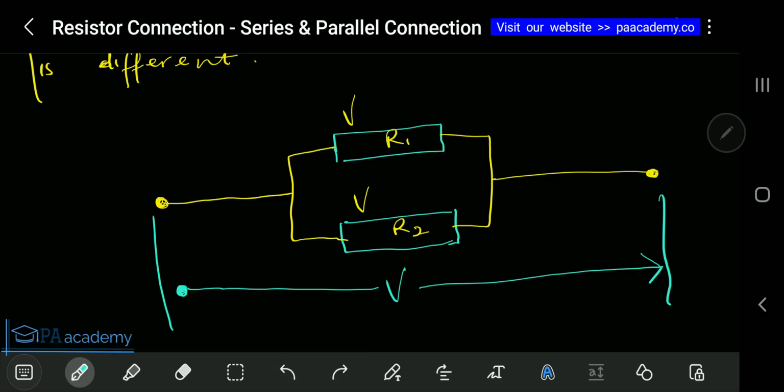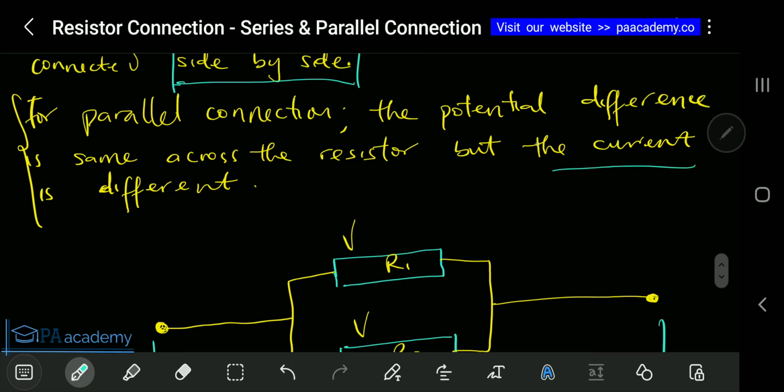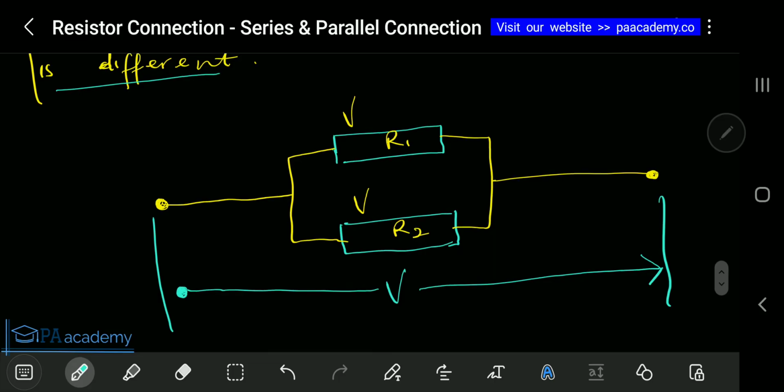However, the current is different. If the current is flowing in this direction, the current here is I, the total current. Once it gets here, it splits up. One goes in this direction, another goes in this direction. Let's call the one going towards the upper direction I1, and this one is I2. So this is the diagram explaining resistors connected in parallel.